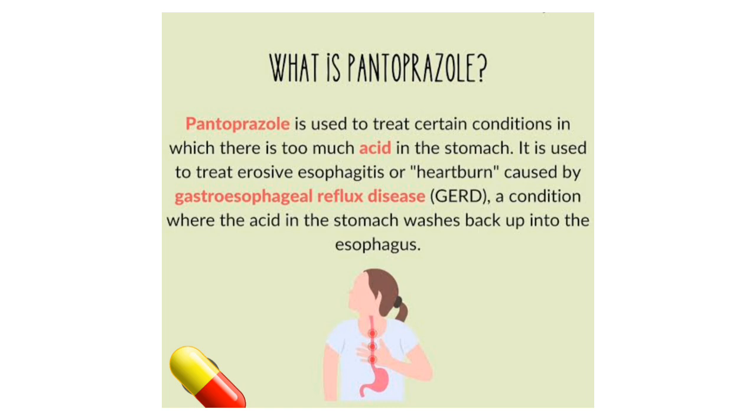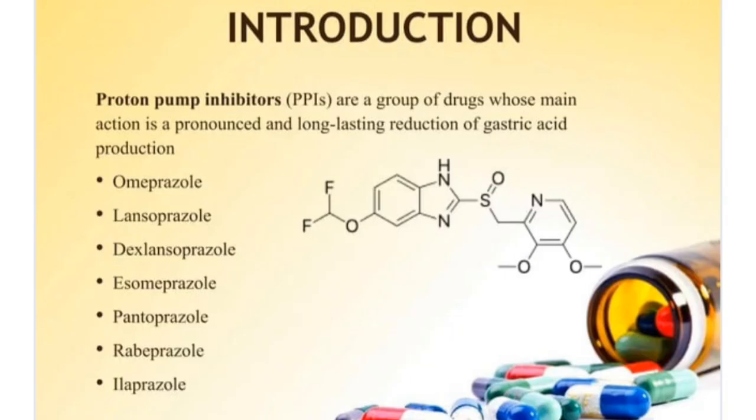Now let's first talk about what pantoprazole is. So pantoprazole is a medication used to treat gastroesophageal reflux disease or GERD. So that is, it is used to treat symptoms of acid reflux. It is a proton pump inhibitor or PPI, which is a medication that reduces the action of proton pumps.